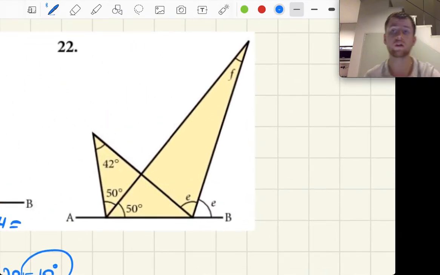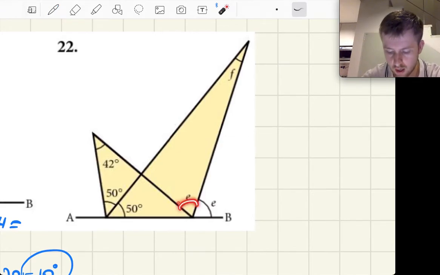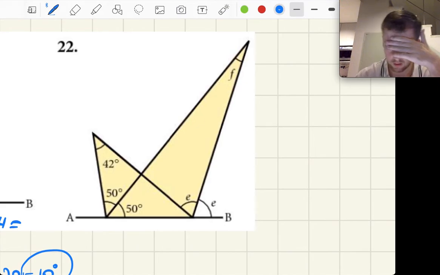And finally, another example here. Let's try to figure out, here we are looking for E. You see these two angles are the same. They're equal to E, and then F as well. So E and F. Let's try to work this out.